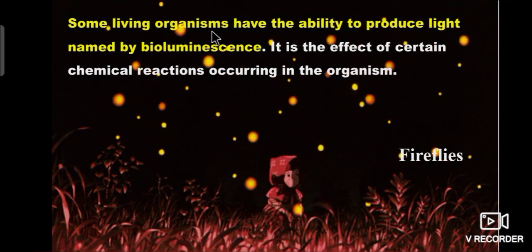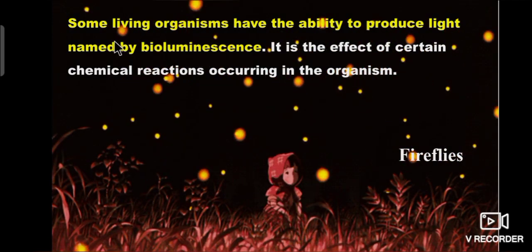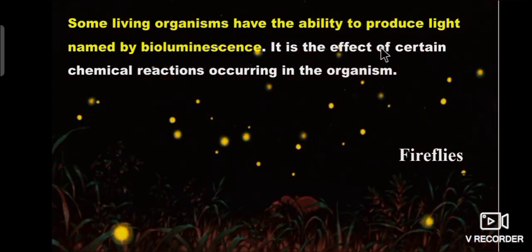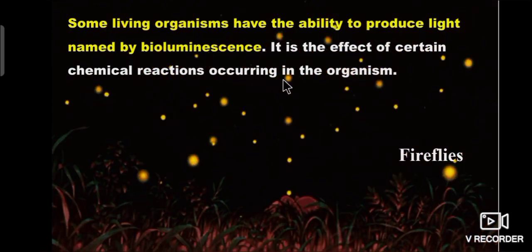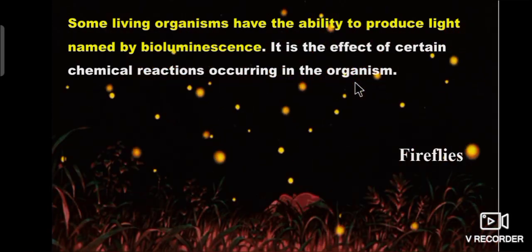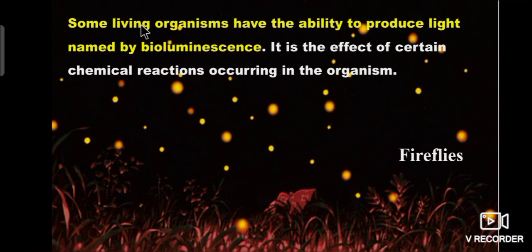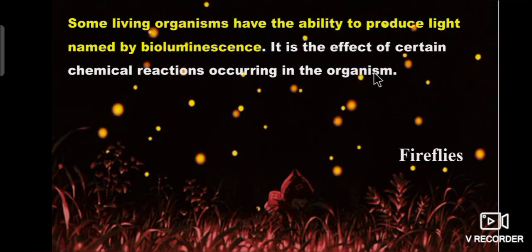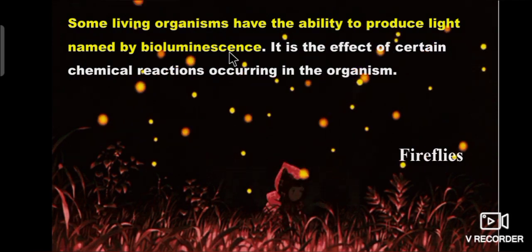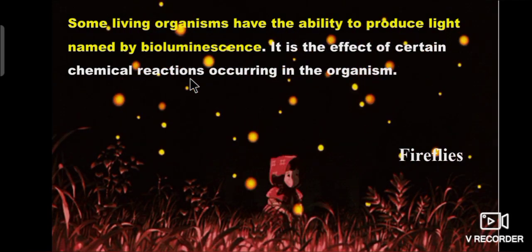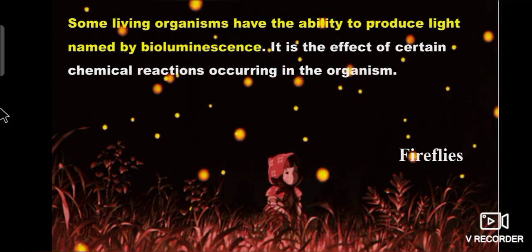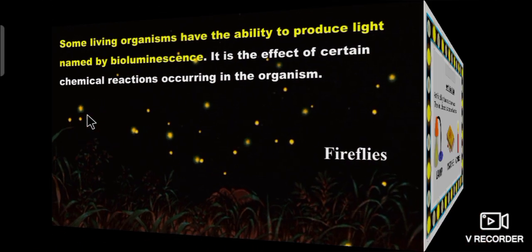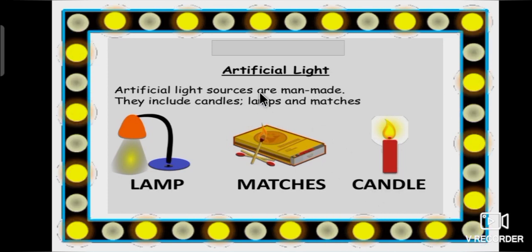Some living organisms have the ability to produce light, named bioluminescence. It is the effect of certain chemical reactions occurring in the organism. Example, fireflies. Next one, artificial light. Artificial light sources are man-made. They include candles, lamps and matches.